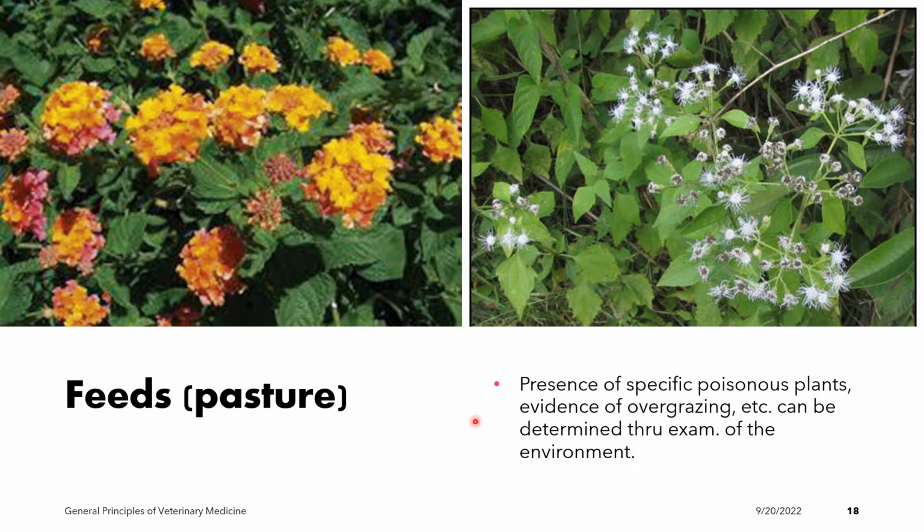In pasture, we also have the presence of specific poisonous plants. Evidence of overgrazing can also be determined through examination of the environment. So this plant here is a Hagonoy, Chromolaena odorata, also known as the devil weed. In terms of its effects, it has been studied. It has been reported to cause adverse effects in the kidney. This plant has been shown not to be toxic to cattle.